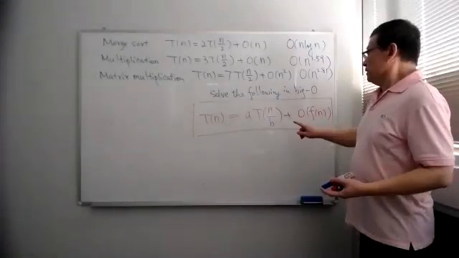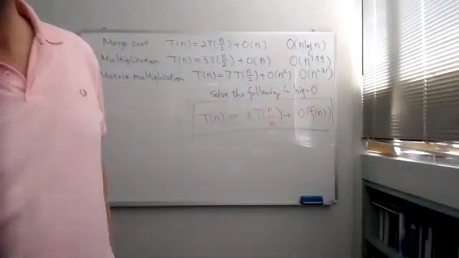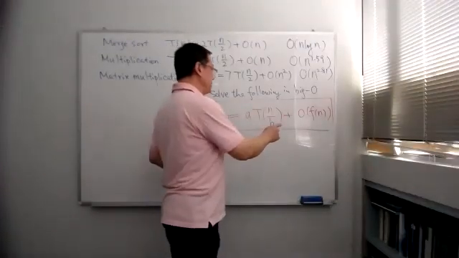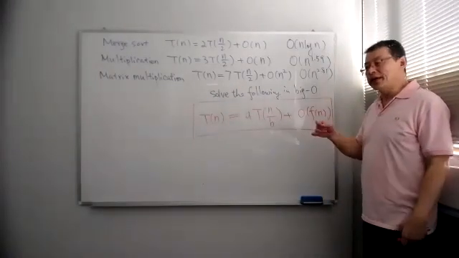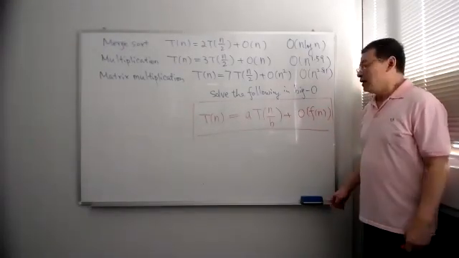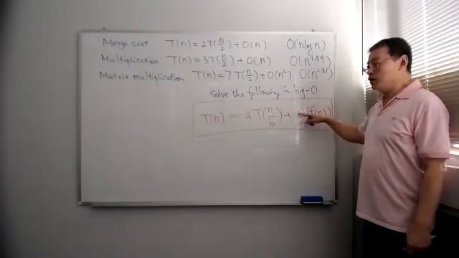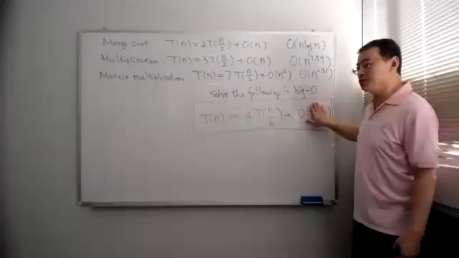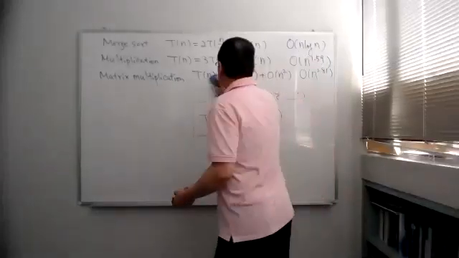The target is to solve this recurrence relation. So how can we solve it? In general, it's not easy because this part depends on the function f. As we know from recurrence relations, in general, we don't know how to solve a linear recurrence relation when it's non-homogeneous. Now this part is non-homogeneous. Without this part, it's very easy. So let's have a taste of this recurrence relation first.